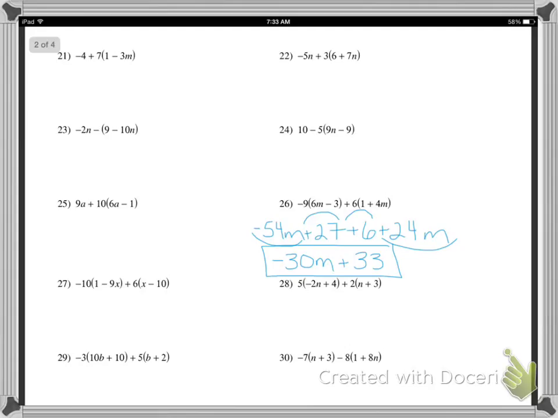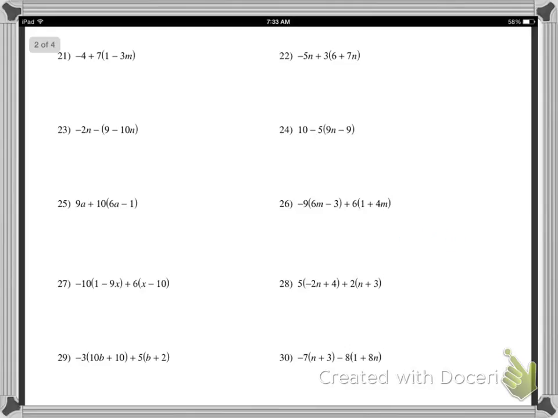So let's go right below it is number 28. And let's try that without doing the blacking out part. All right, so it's the 5 times the negative 2. That's a negative 10n. It's the 5 times the 4. That's a positive 20. And just keep going.